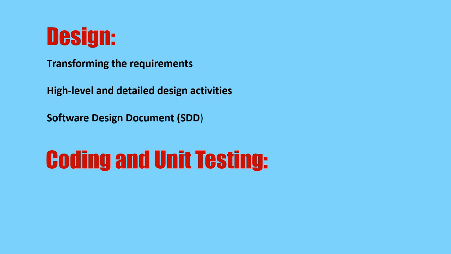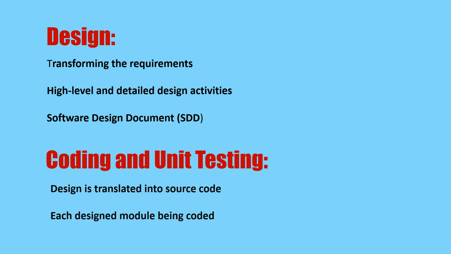Coding and unit testing. In the coding phase, the software design is translated into software code using a suitable programming language, with each design module being coded accordingly. Subsequently, the unit test phase verifies the functionality of each module to ensure they are working correctly.